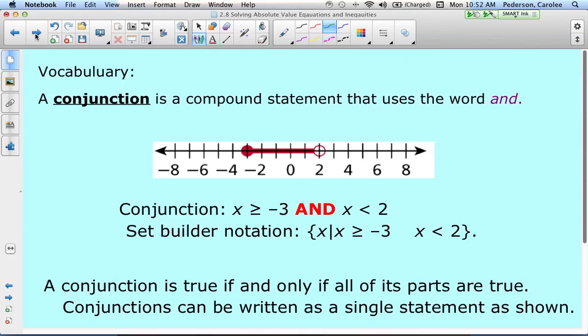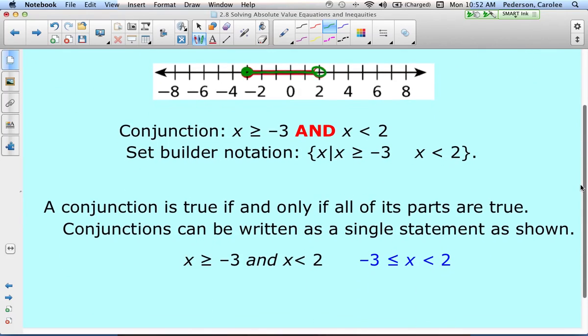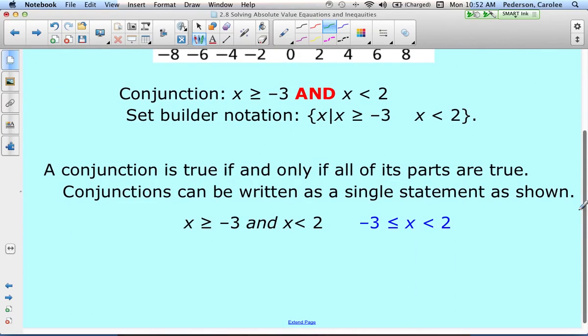The second vocabulary word is conjunction. And it uses the word and. And here's an example. We have negative 3, including all the way over to a little bit less than 2. So how you say this is x is greater than or equal to negative 3, and x is less than 2. A conjunction is true if and only if all parts are true. So you can convert this compound inequality into one inequality that looks like this.